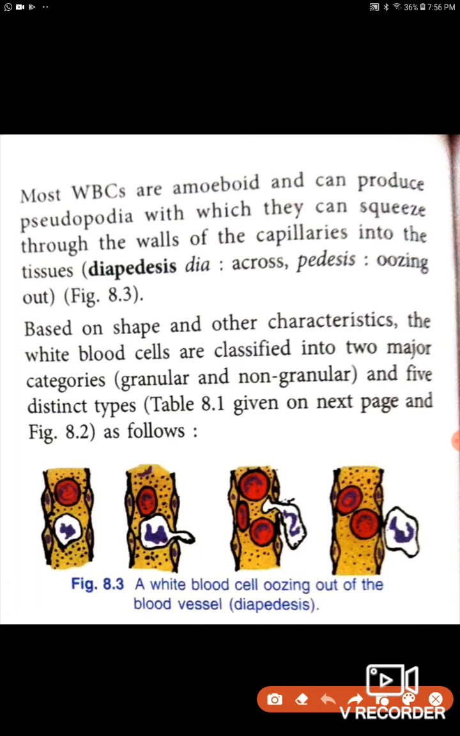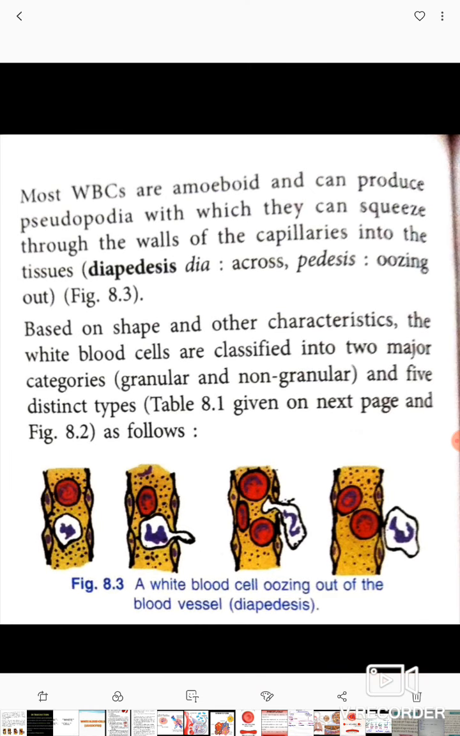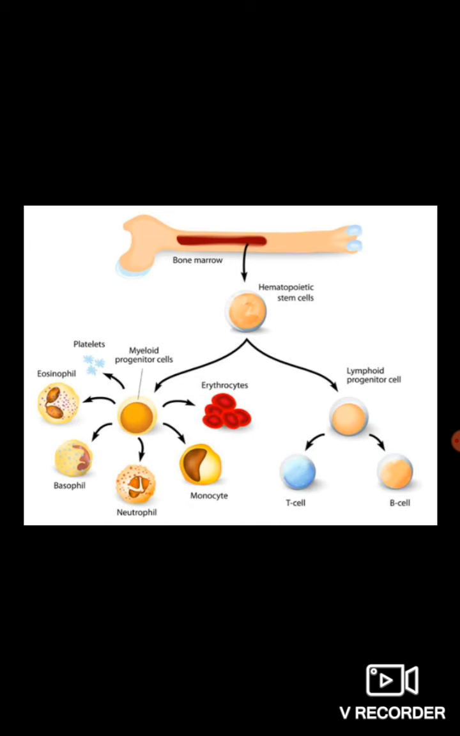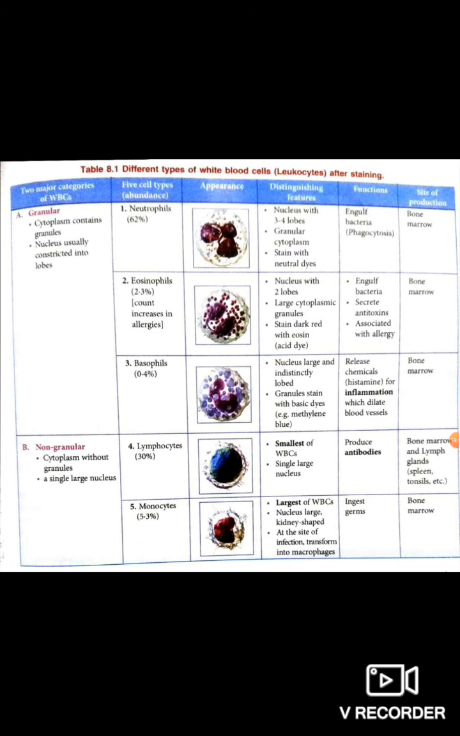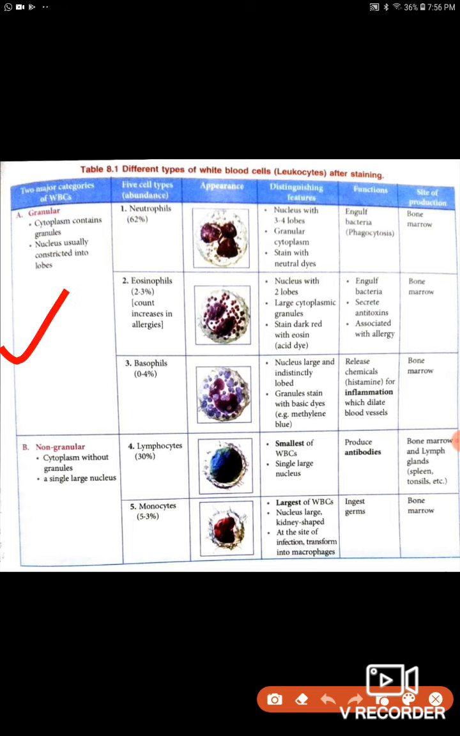Based on their shape, structure and characteristics, they are classified into two major groups, granulocytes and agranulocytes. Now this table is very important for section A. Many times they ask very short questions, differentiate between and many things from this table. So learn it very well. Based on their characteristic shape, there are two different groups, granulocyte and agranulocyte.